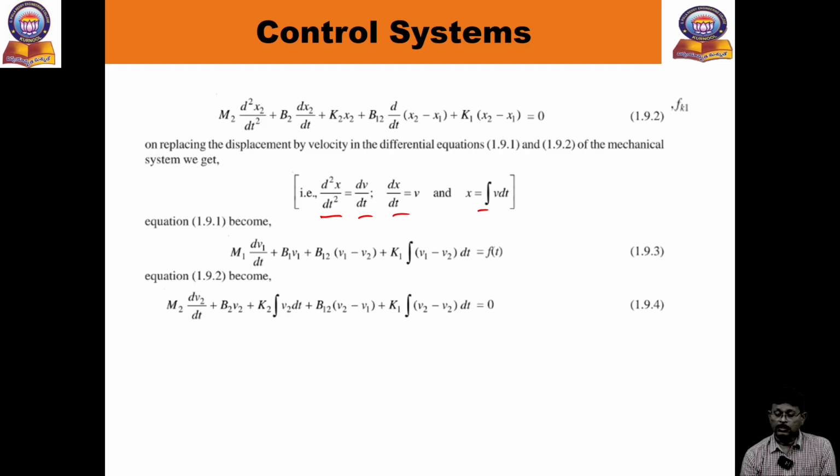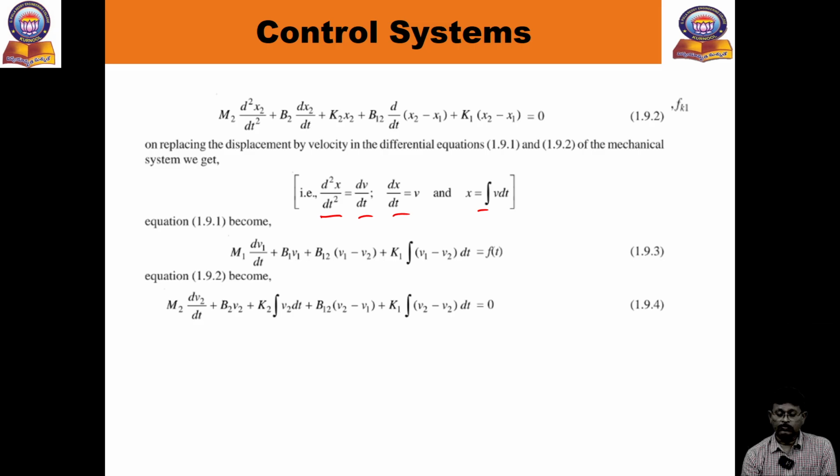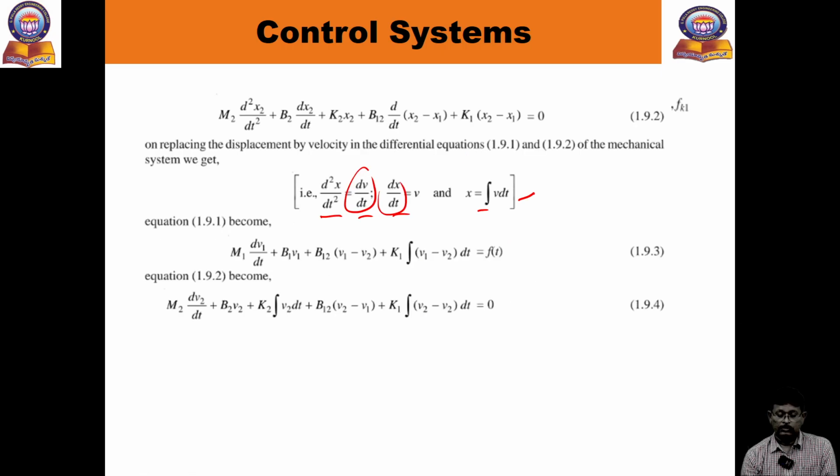Now take the m1 dv1 by dt, now changing. So you can observe here, m d square x1 by dt square, in place of d square x we have to write dv by dt, since dx by dt we are taking as v. So in place of x, the integral of v dt. Same way, applying the previous equation to this equation, replacing d square x with dv by dt, right? dv1 by dt.